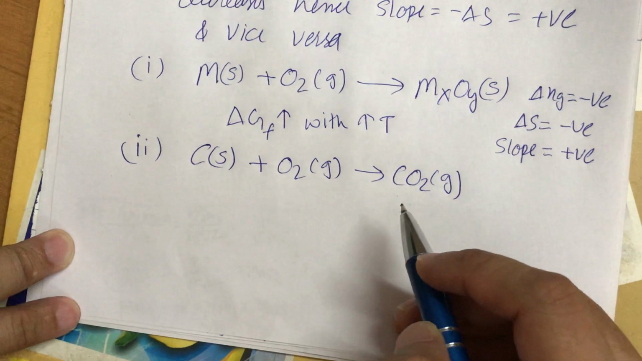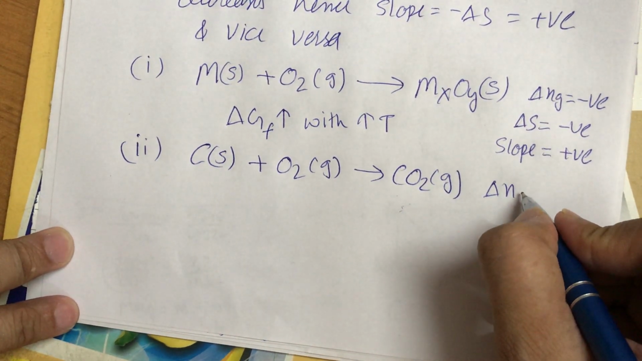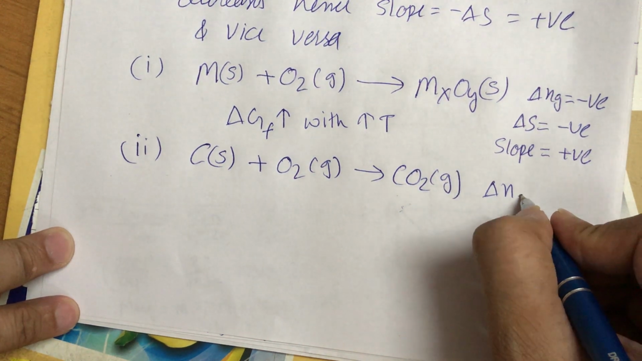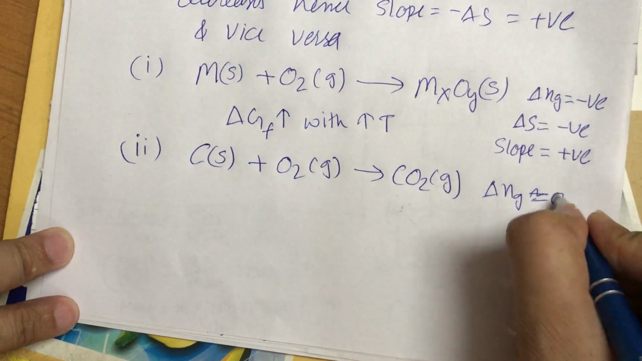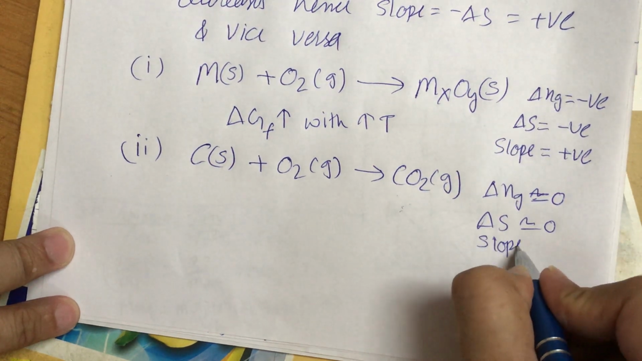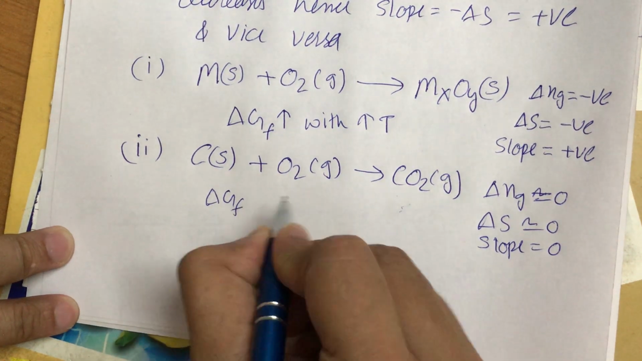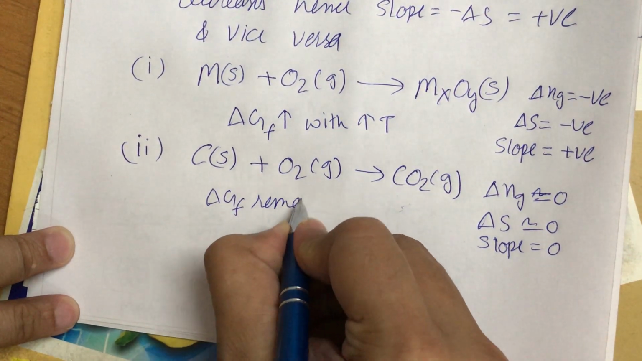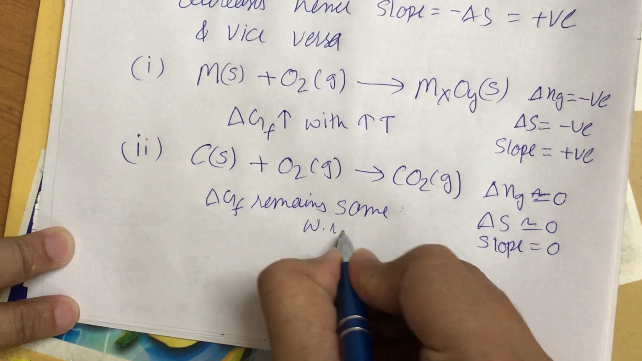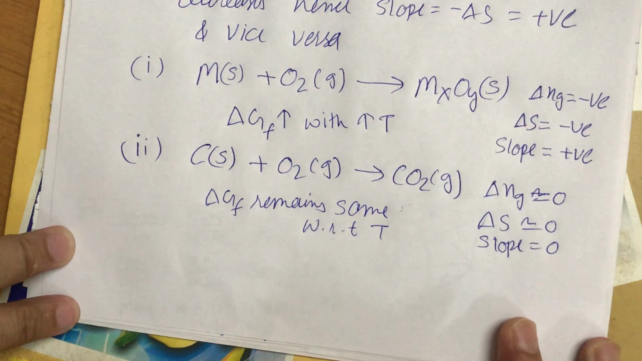If the moles of gases are not changing, then delta Ng is 0. Hence, the entropy change of such kind of reaction is almost 0. There will be no change in entropy. So delta Ng is 0, delta S is almost 0. Slope of such kind of curve is 0. So delta G formation of CO2 remains the same with respect to temperature. So with respect to temperature, it will not change for the formation of CO2.